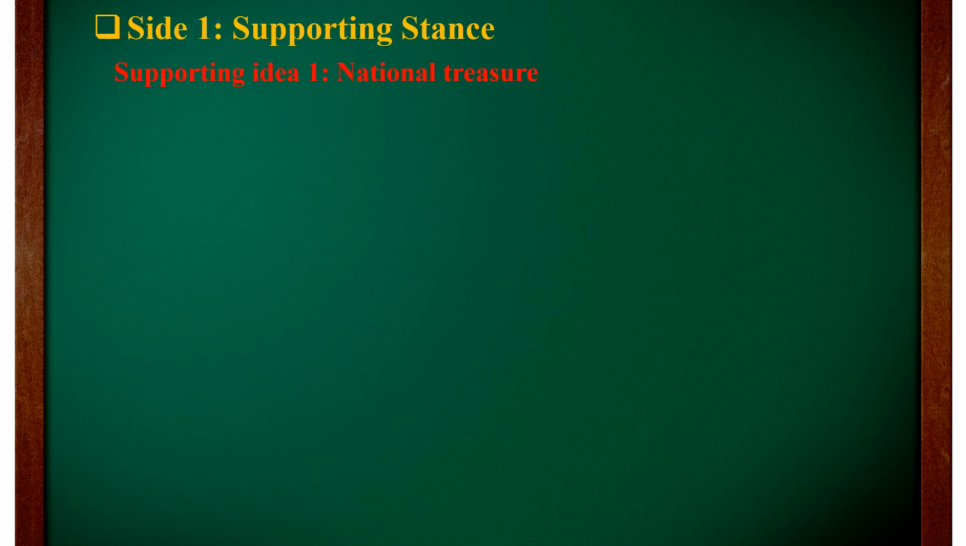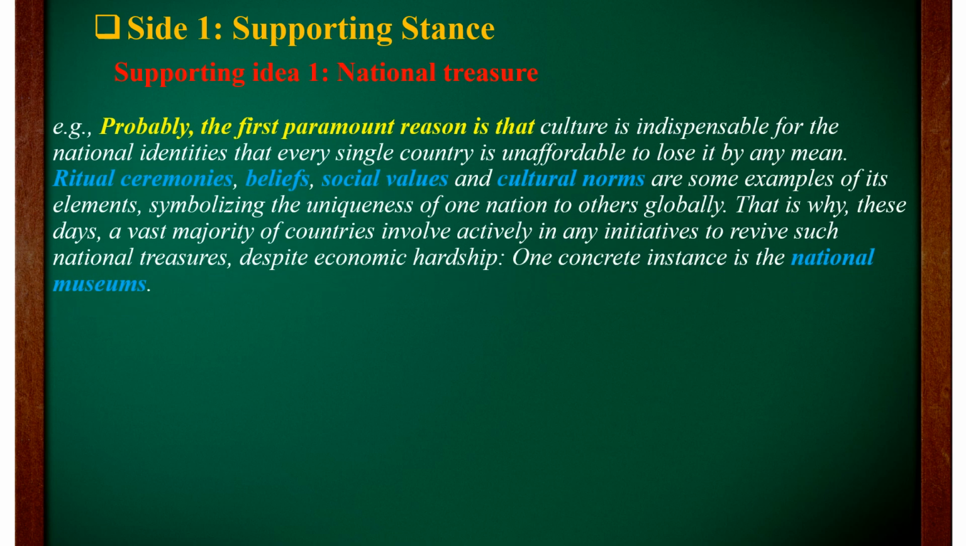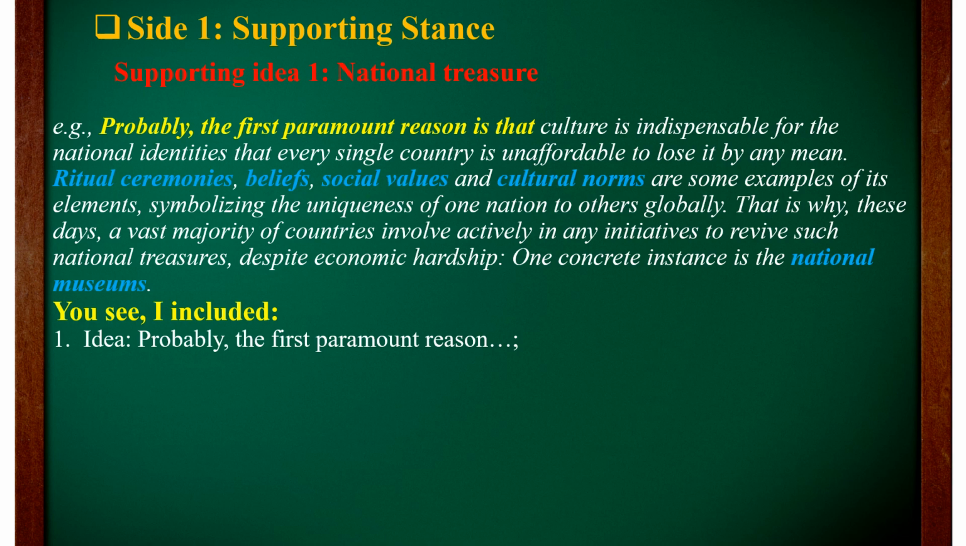The first supporting idea is national treasure. Let's have a look at my example. As you see, I firstly introduce the idea by simply using a clear opening. Probably the first paramount reason is that this is such a clear message to guide the reader about what I was about to introduce. Then I began to explain why culture will not be lost despite the presence of advanced technology.